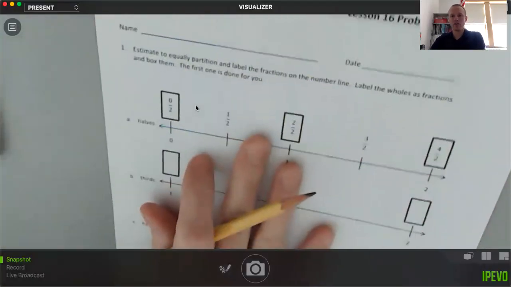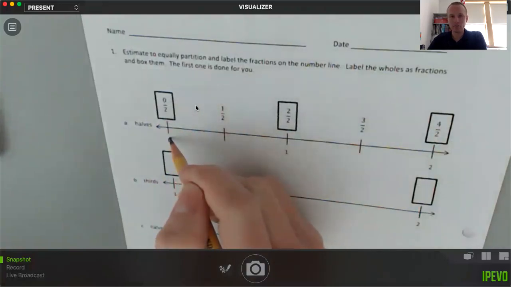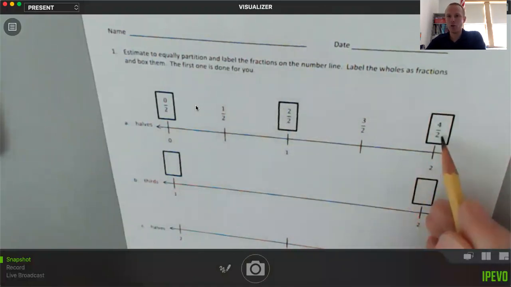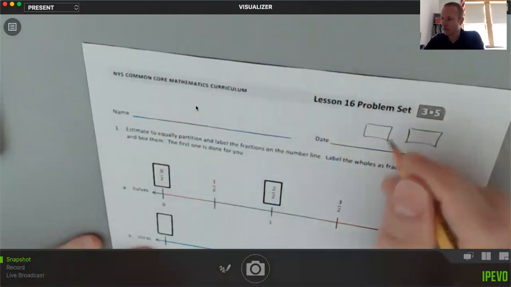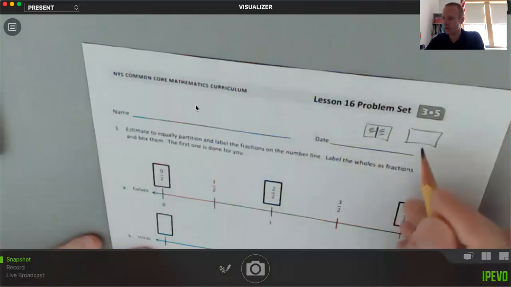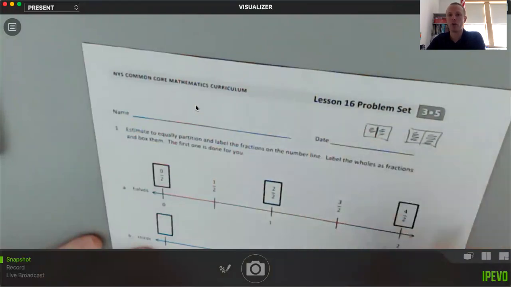So here in this example, the first one, you see that 0/2 is 0. You see that 2/2 is 1, or 2 out of 2 is 1. And 4 out of 2, or 4 halves, is 2. The reason 4 halves is 2, if you think about this, that's 1 half, that's 2 halves, that's 3 halves, and that's 4 halves. I have 2 wholes now. If I filled in 4 halves, I've had 2 wholes.